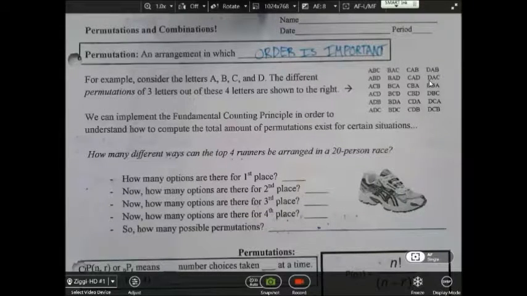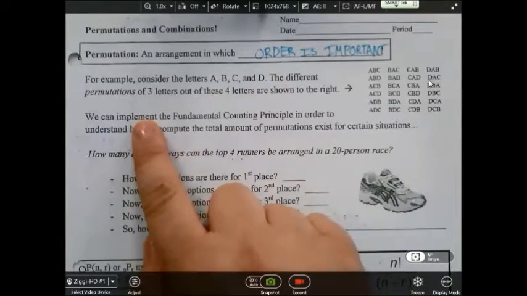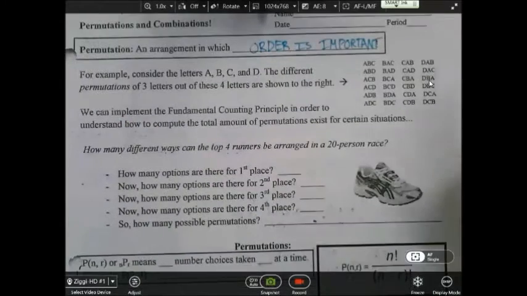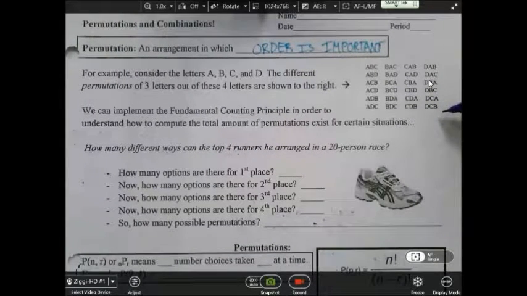Here we've got the letters A, B, C, and D. And we're looking to figure out how many permutations of 3 letters we can pick. We have 4 letters, and we're picking 3 of them and putting them into groups. Over here, it shows you all the different permutations. Okay? There's quite a few of them that you can make out of 4 letters, picking 3 at a time.